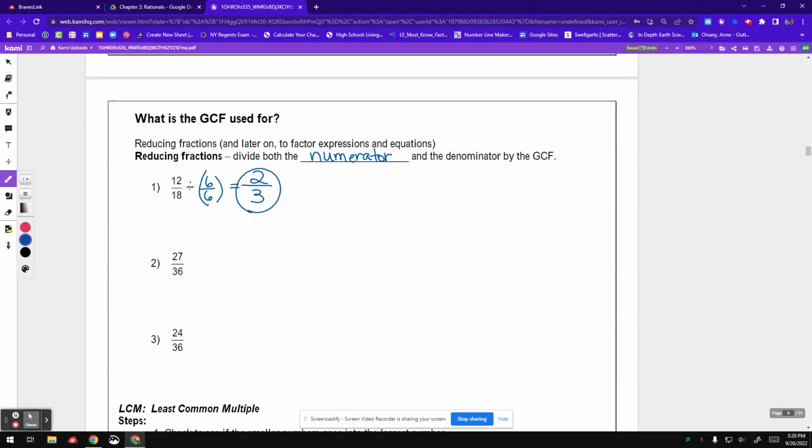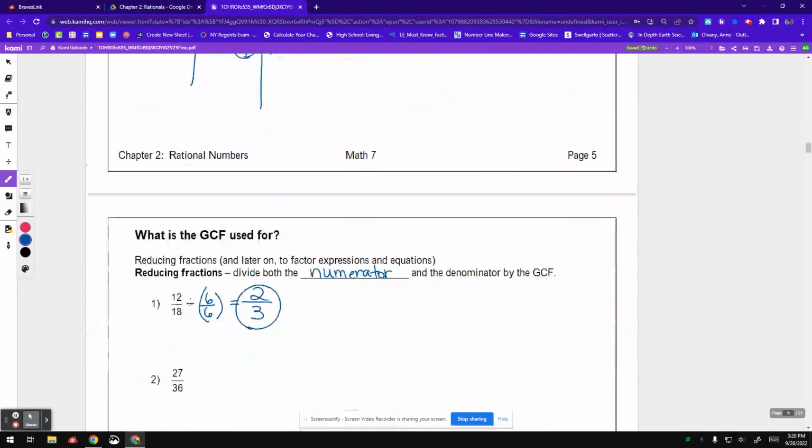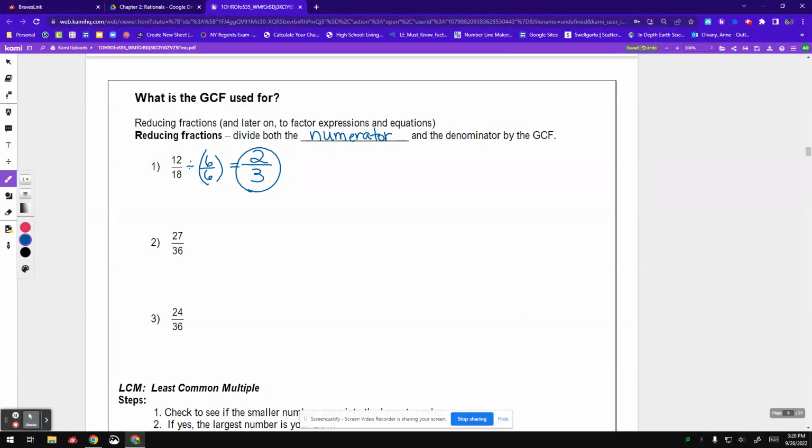27 and 36. Did we find that one? We did not. So I'm going to come off to the side and make some T-charts. 27: 1 times 27. 2 won't work because it's not even. 3 times 9 is 27. 4 doesn't work. 4 times 6 is 24, and 4 times 7 is 28.